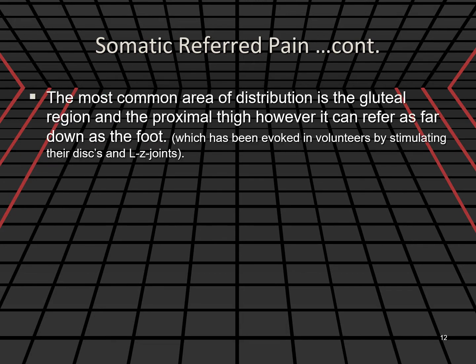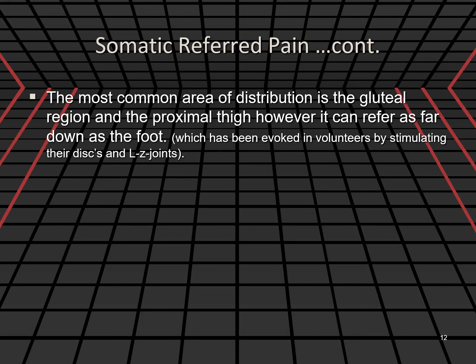The most common distribution for somatic referred pain in the lower body, coming from the lumbar spine, would be the gluteal region and the proximal thigh. So most people will complain of pain into the buttock, upper buttock, mid buttock, sometimes down into the upper thigh, maybe the lateral thigh, anterior thigh, groin. It can go as far down as the foot. When there's a lot of stimulation, the body can shunt those impulses all the way to the foot. And that is when it might become confusing.